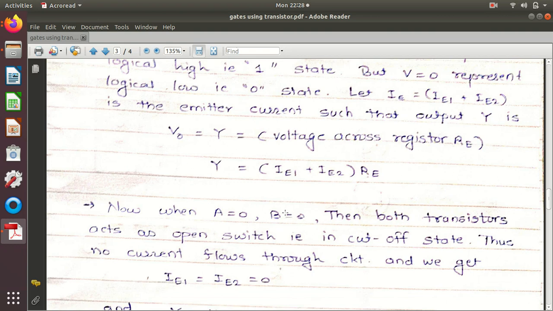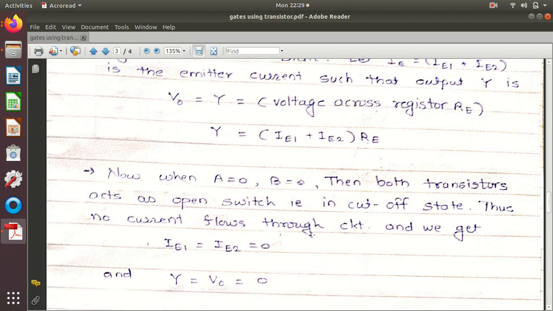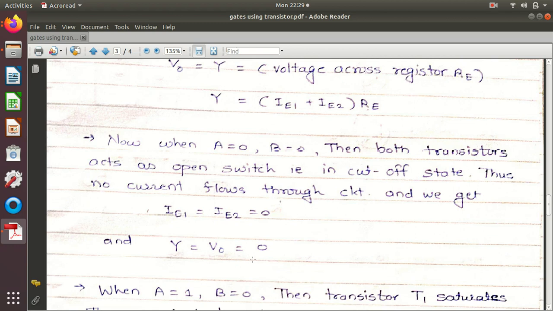both of the inputs A as well as B are 0. When both of the inputs are 0, then both of the transistors act as an open switch, meaning no current flows through the circuit. That is, the values of IE1 and IE2 are 0, so we will get Y equals 0 when A equals 0 and B equals 0. Why? Because in this condition both transistors act as an open switch, that is, they are in the cutoff state. So no current flows through the circuit, and we get the output equal to 0.